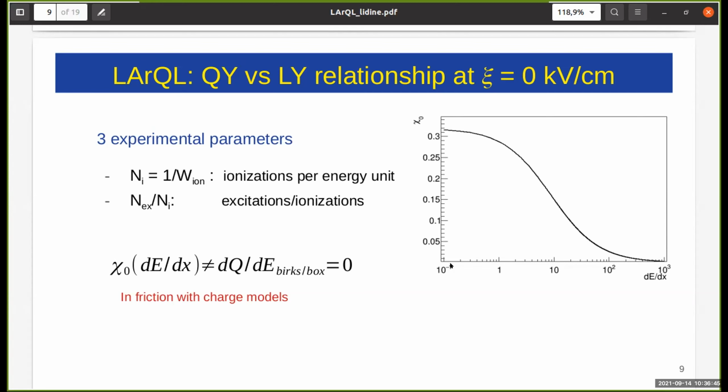Another interesting feature is that the zero charge estimates that come from the Box or the Birks model are here now addressed, as chi0 is going to be different from zero. So it's worth mentioning that this is also taken into account.